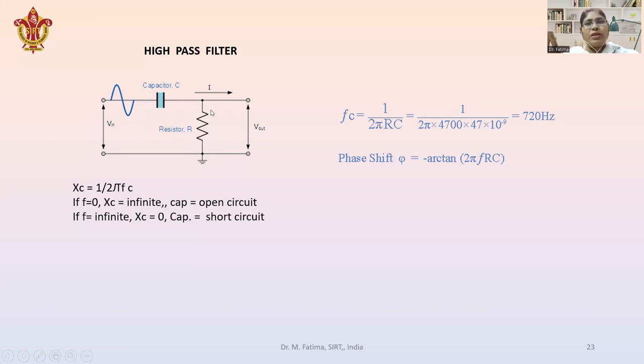The cutoff frequency of this high pass filter is equal to 1 by 2 pi RC. So the cutoff frequency depends on the value of resistor and capacitor. If the value of resistor and capacitor changes, the cutoff frequency will also change.